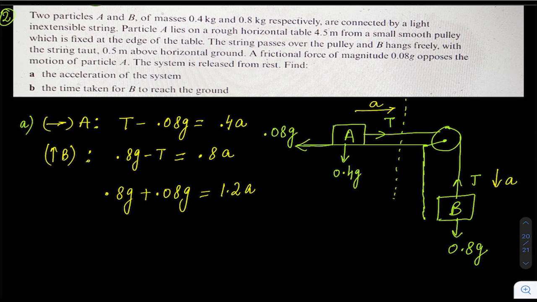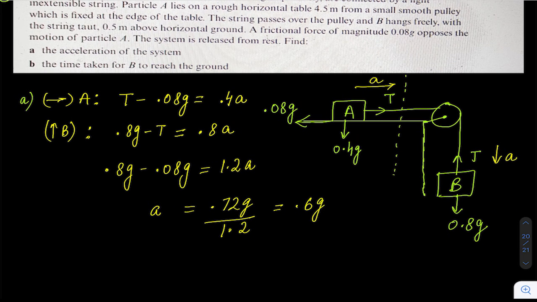So my acceleration is coming out to be 0.72 g divided by 1.2, which is nothing but 0.6 g. So this is my acceleration of the system.